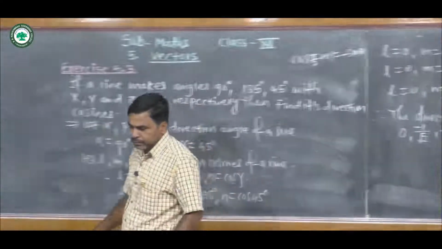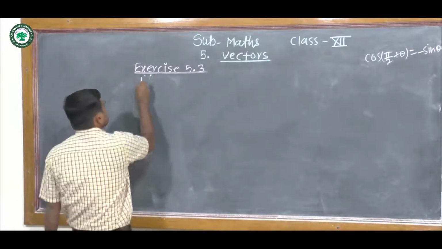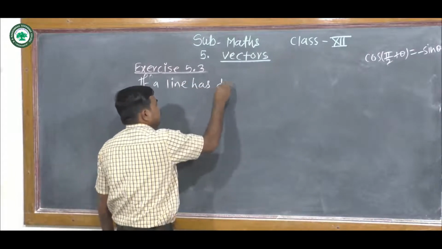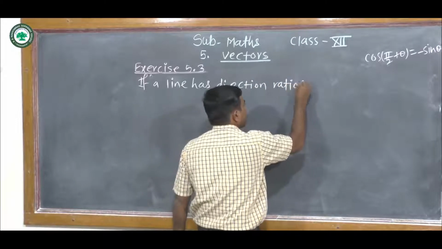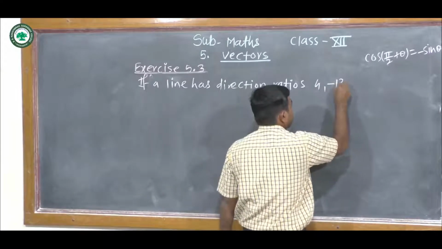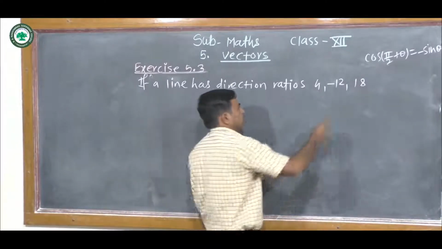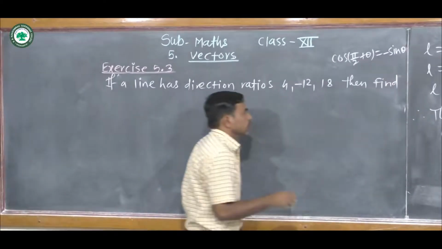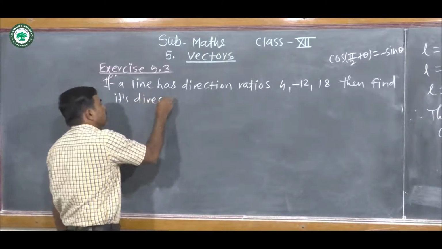So next problem. If a line has direction ratios 4, minus 12, 18, then find its direction cosines.